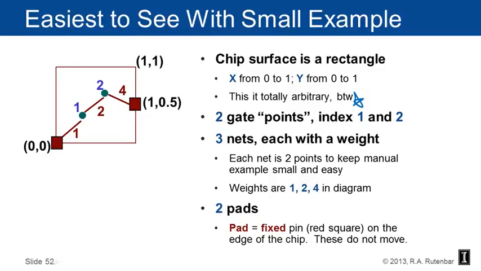And there are two pads, and I'm just putting a little arrow to the pads. There's a pad at 0, 0, the red square, and a pad at 1, 0.5. The pads are fixed pins. Those are the things, if you will, around the edges of the chip that are the IOs, the input-outputs. And so there are three wires. There's a wire from the pad at 0, 0 to gate 1 with weight 1, a wire from gate 1 to gate 2 with weight 2, and a wire from gate 2 to the pad at 1, 0.5 with weight 4. I'm just making the weights up so you can see what happens when we do the math, and the math all turns out nice.